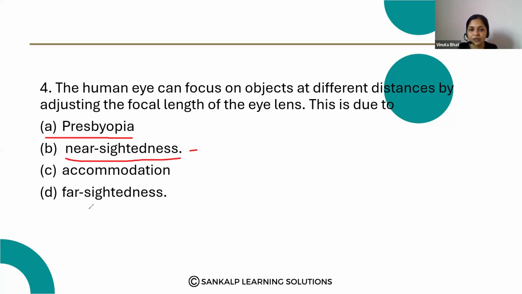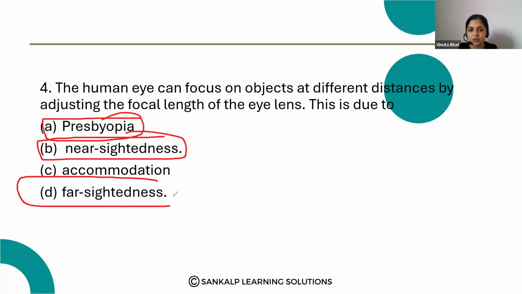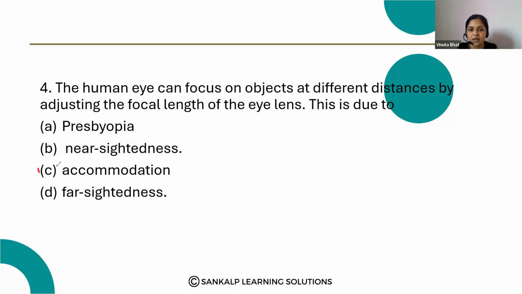Nearsightedness means myopia, and this is hypermetropia. So here, which one is the correct answer? Presbyopia, nearsightedness and farsightedness are all eye defects. But option C is the correct answer, that is accommodation. The human eye can focus on objects at different distances, adjusting the focal length of the eye lens. This is due to accommodation. Option C is the correct answer.